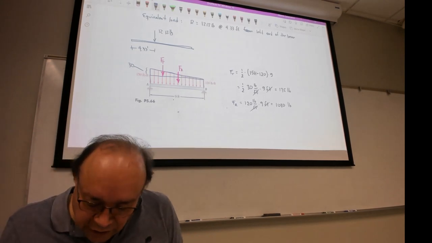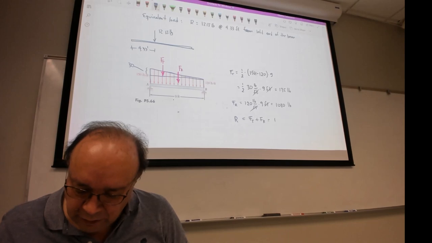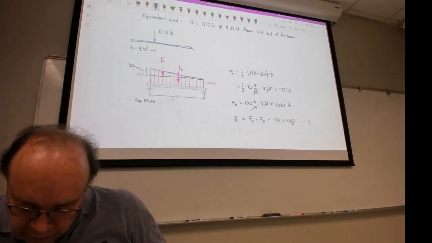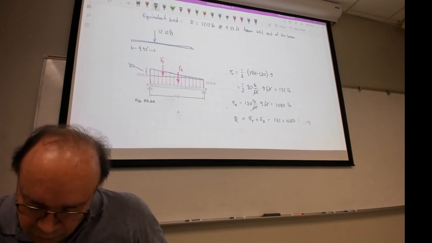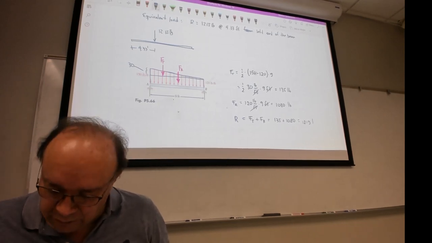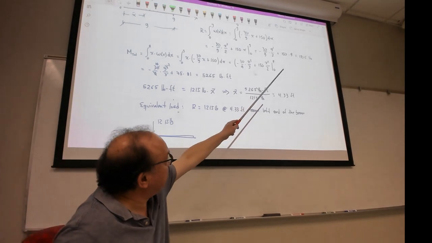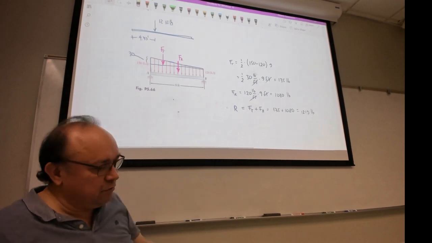Okay, so the total resultant will be the triangle plus the rectangle, so it will be 135 plus 1080. Guess what? This is 1215 pounds. Did we get the same last time, the total load? 1215. We got that over there, right? So the total load is equal to the areas, as we just proved.